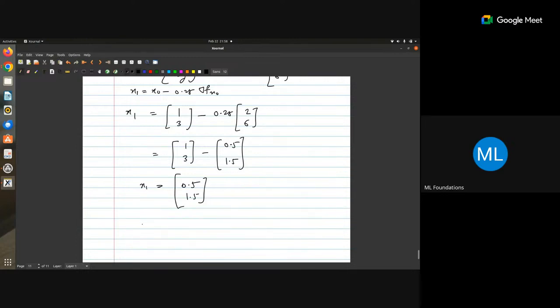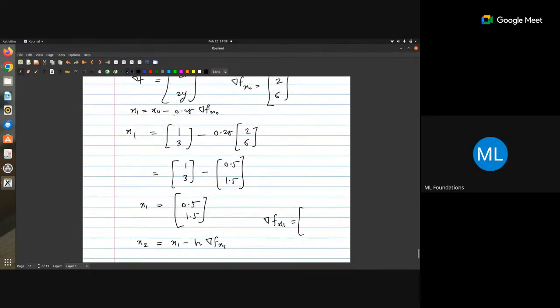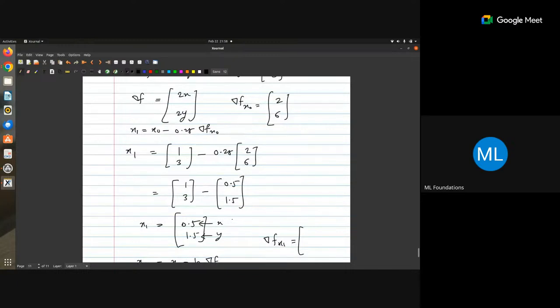Okay. What about x2? The next iteration, with step size 0.25. So for x2, how will the equation look? x1 minus the step size times del f at x1, right? So del f at x1 is what? Del f is (2x, 2y). So now the value will go for x as 0.5 and for y as 1.5 there, right? So del f at x1 is (1, 3). Understand?